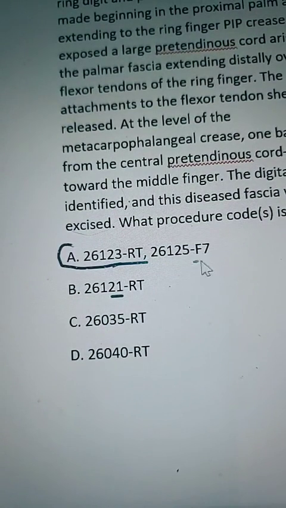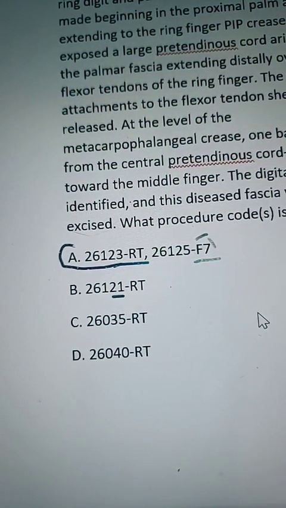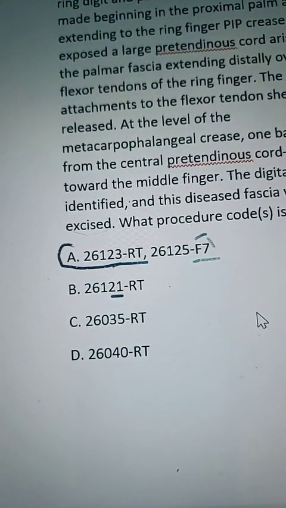And I know that because we have the F7. It's going to be the right palm, yes, but we also did the joint of that finger. You've got to make sure that you don't forget that you're going to need your modifiers for which finger you're doing.